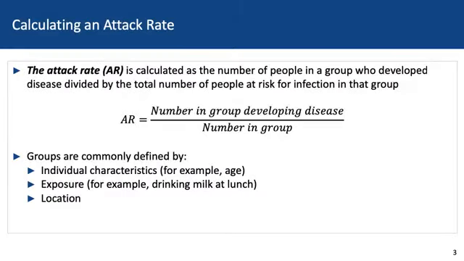To calculate an attack rate, we divide the number of people in a group who developed a disease by the total number of people in that group. Groups can be defined by individual characteristics. So we might define the attack rate by the number of people of a particular age who developed a disease, divided by all of the people who are that age. When we're doing risk factor studies, we're often doing this based on exposure. So we might compare the number of people who got sick after drinking milk at lunch versus the total number of people who drank milk at lunch. Likewise, we might characterize the group at risk by location or other factors.